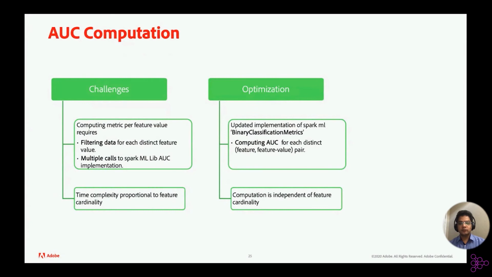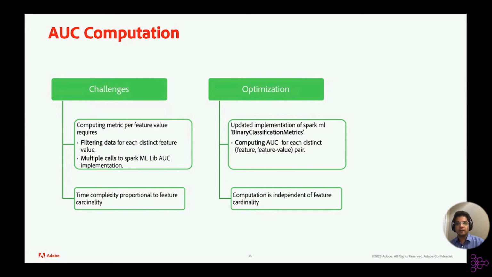Okay, so just to give you a snapshot of the challenges and optimization, let's look at the standard AOC metric computation. The same challenges we faced and the optimization we have done apply for other metrics also. For computing the AOC globally, we looked at the Spark ML implementation of binary classification metric that computes AOC given an RDD. You can say the RDD is a data set where each row has a score and label. Once you have that RDD, binary classification metric computes AOC for it.